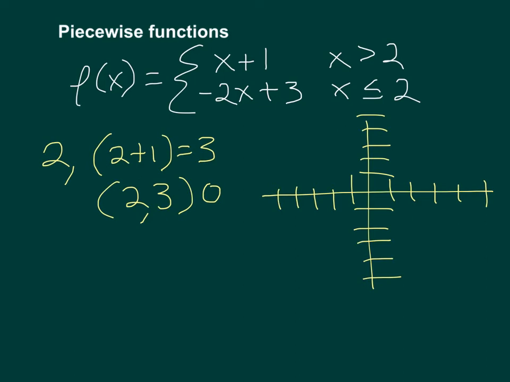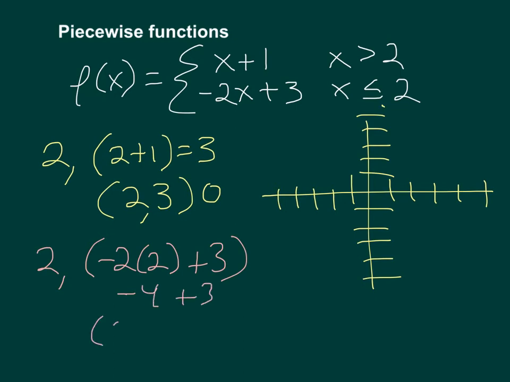Now I also want to evaluate x equal to 2 in this other function right here. So I want to plug this 2 into this function here. So negative 2 times 2 plus 3. So I get negative 4 plus 3, which is negative 1. So I'm going to get the point (2, -1). And because it was a less than or equal to sign, this is going to be a filled in dot. Okay? So these are going to be our starting points.